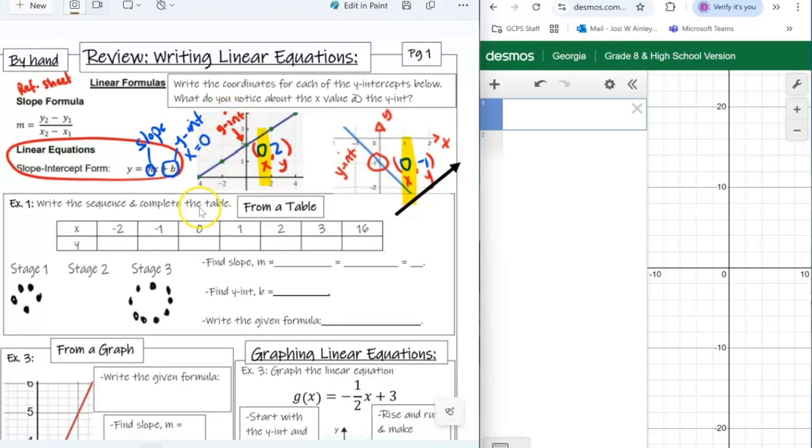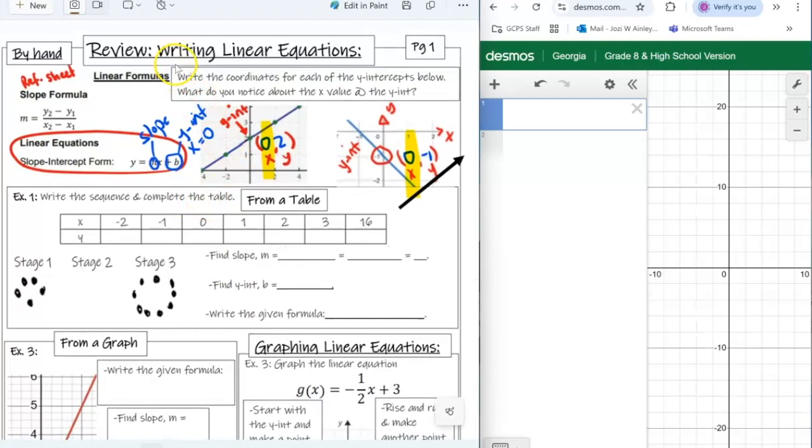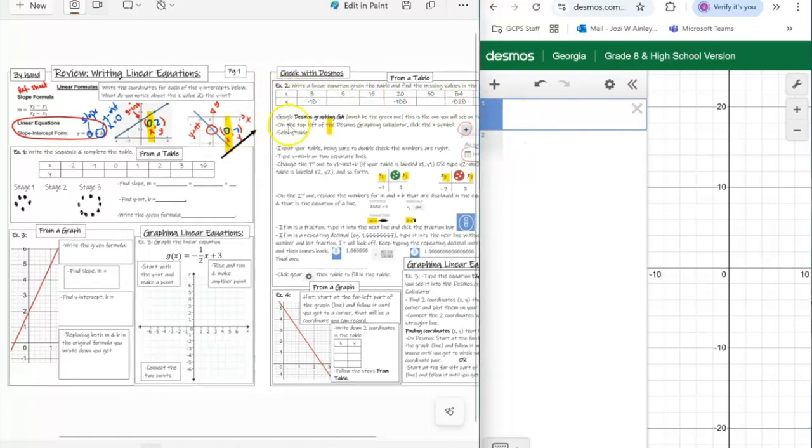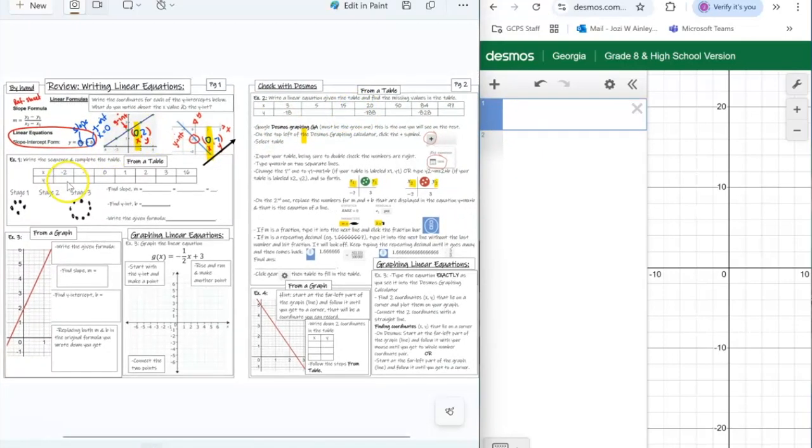Now, given that information, we're going to go ahead and review how to write linear equations. But like I said, we are going to do this with Desmos. So I'm going to go ahead and start off with example 1. At the same time that I'm doing example 1, you're not going to do example 1 with me. You're going to do example 2, and that's what I'll be checking for. So I'm doing example 1, and at the same time, you're doing example 2. Your example 2 is right here, and I'm doing this one.